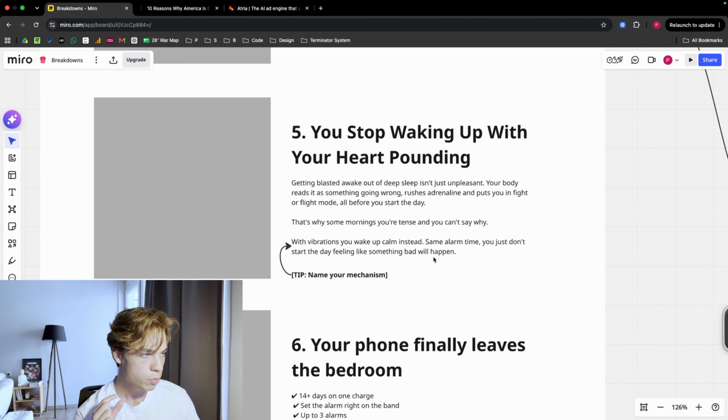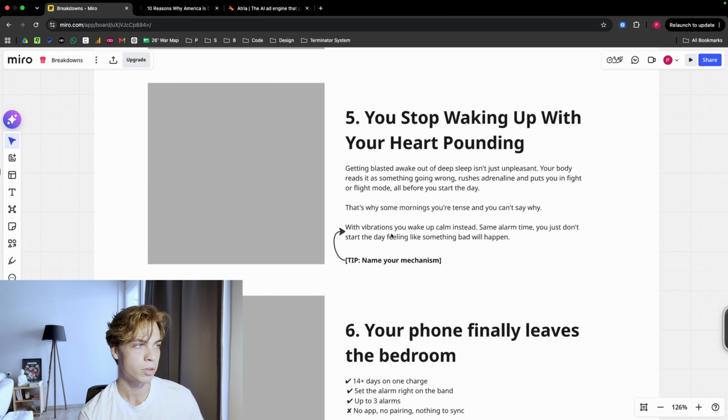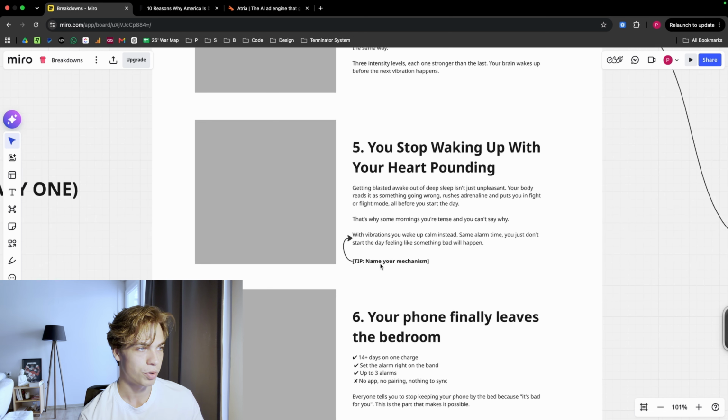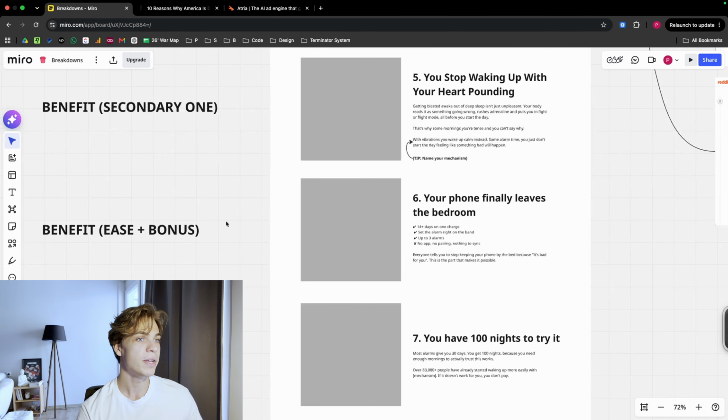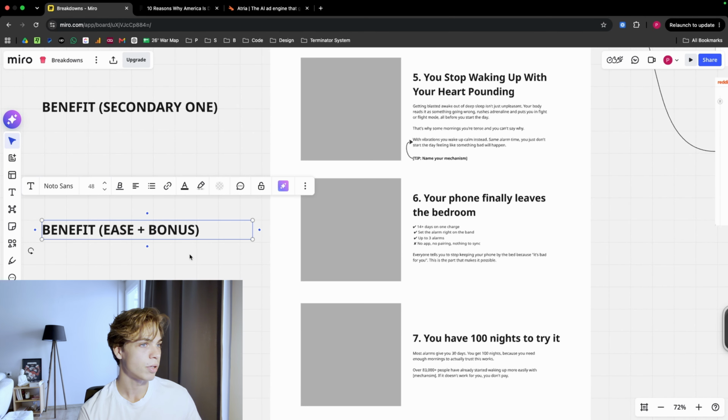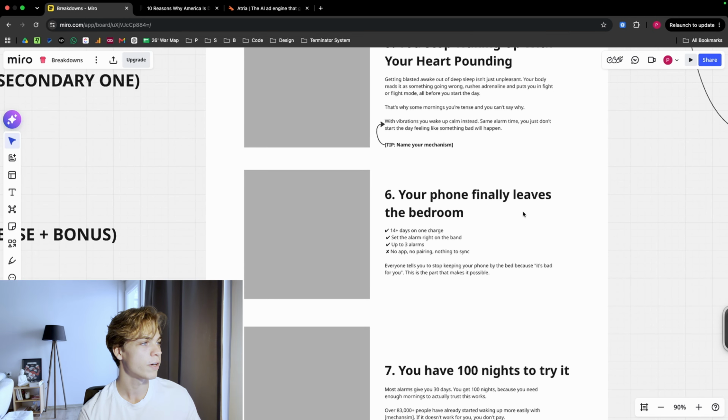And an extra small tip here, you can even name your mechanism, come up with some name, whatever, it doesn't really matter. Another benefit is a bonus. So basically your phone finally leaves the bedroom. It has 14 days on one charge. Set the alarm right on the band, up to 3 alarms, no app, no pairing, and nothing to sync.